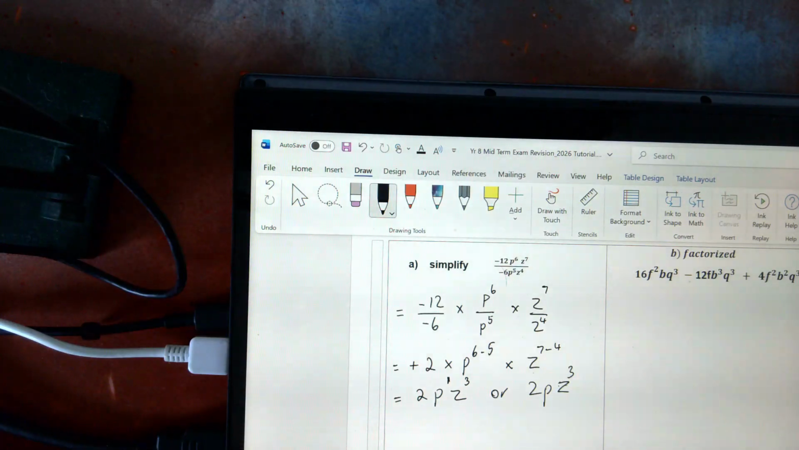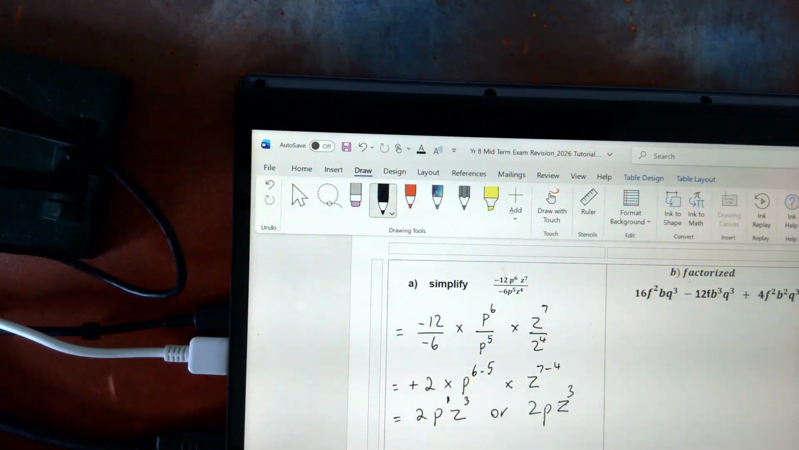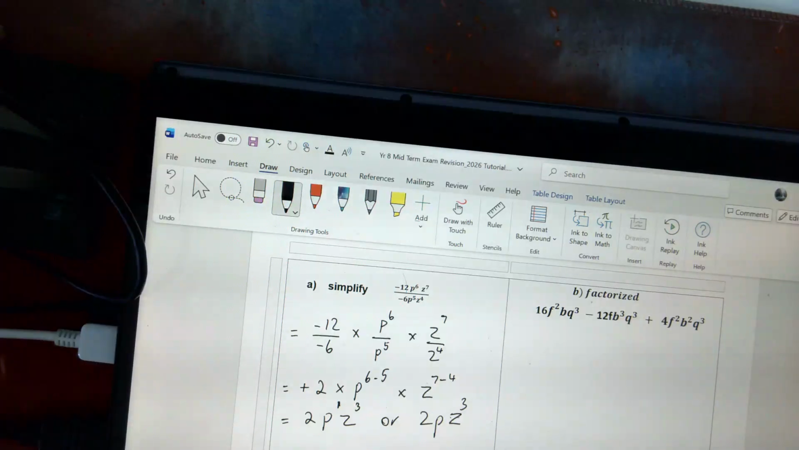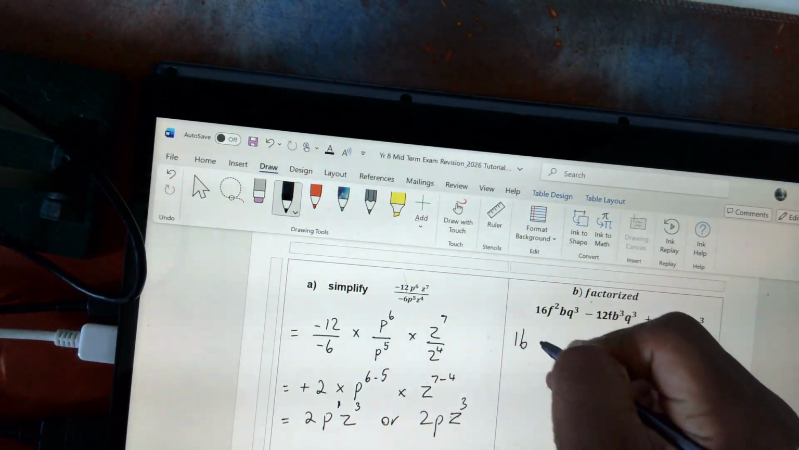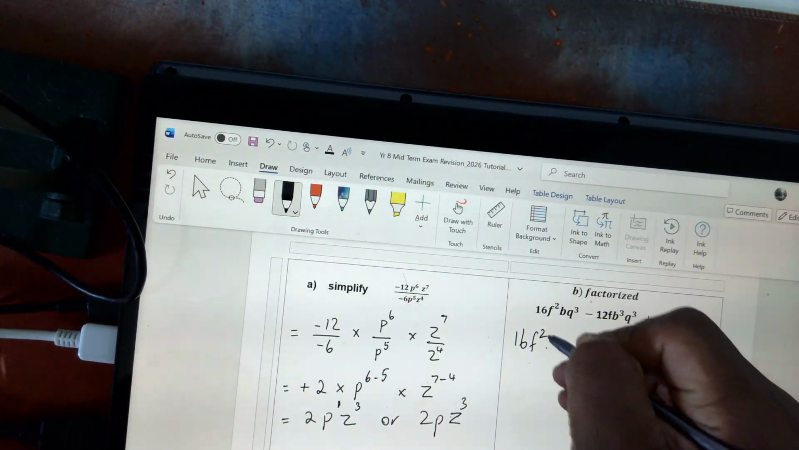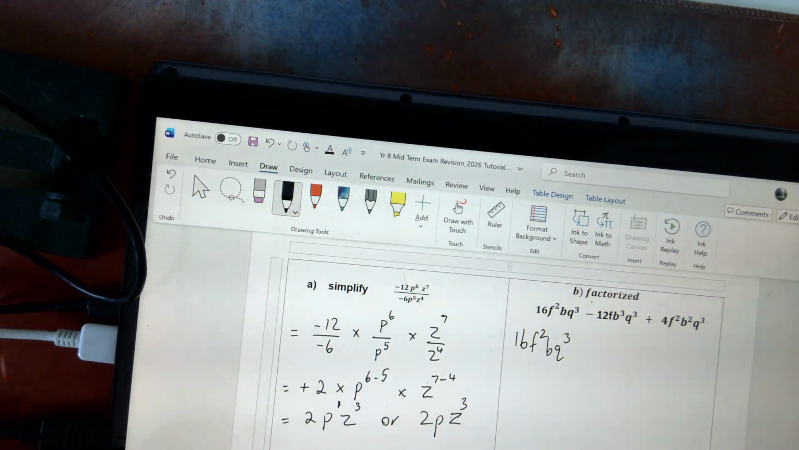And there's our answer for that. With factorizing this expression, first thing we're going to do is find the highest common factor for 16f squared b cubed q cubed.